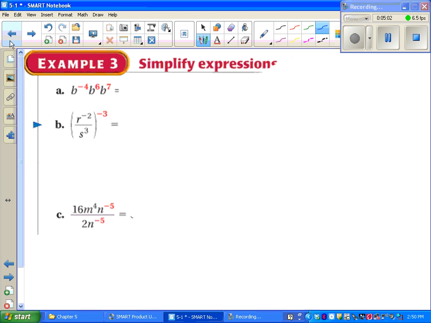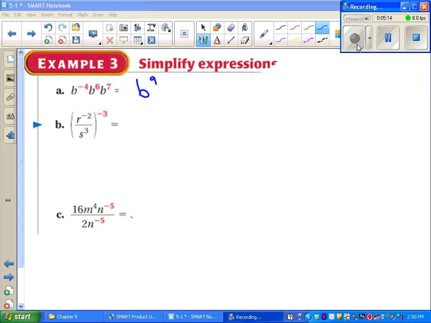Next up, we're going to simplify some expressions. I've got the same base on all three pieces of B here. Go ahead and pause the video, see if you get the same thing I get. Part B is a little bit more complicated. Go ahead and try to simplify this one on your own. Check to see if your steps match up with mine.